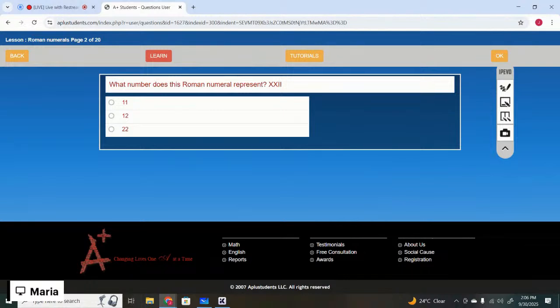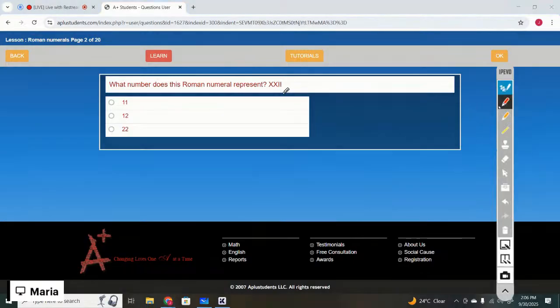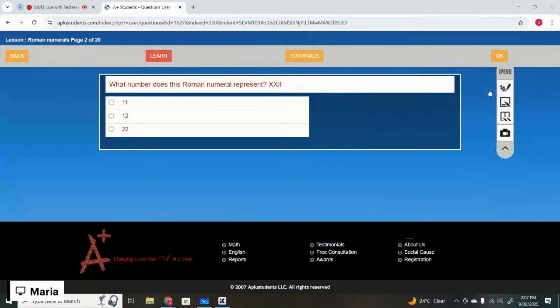What number does this Roman numeral represent? So we're given a Roman numeral. We need to see which number it will represent. Let's just break it down, right? X is for 10. So 10, then another 10 makes 20. You need to learn some basic numerals and then you can work out any of the options. Number 3 is the correct option, that is 20.